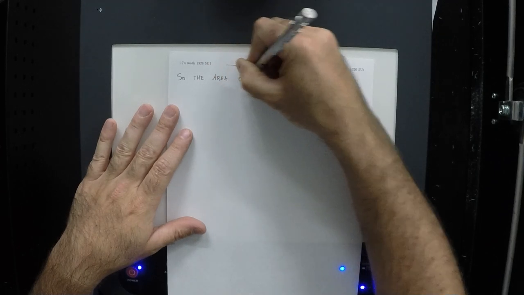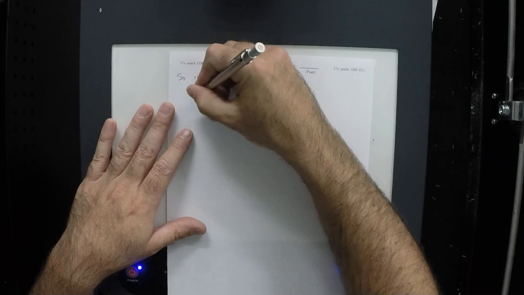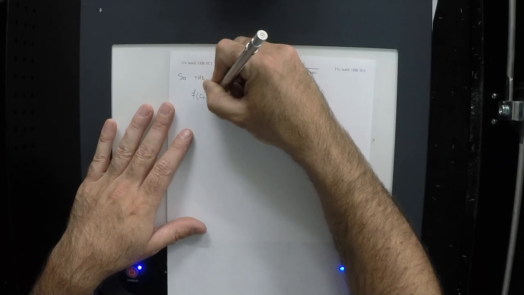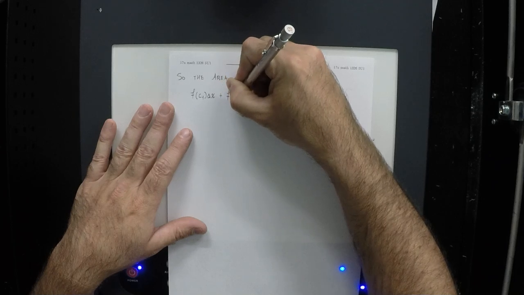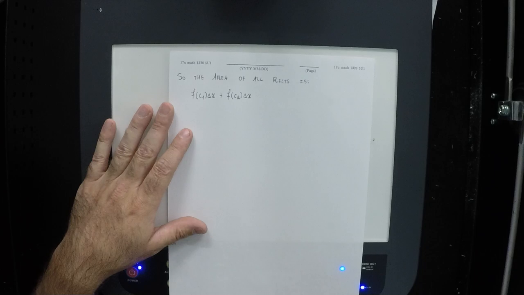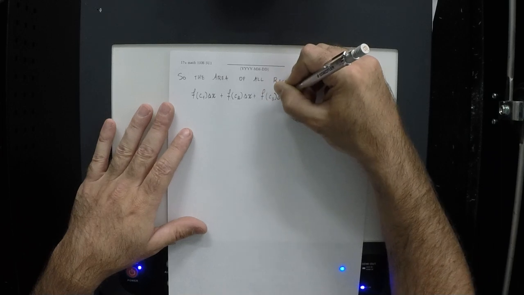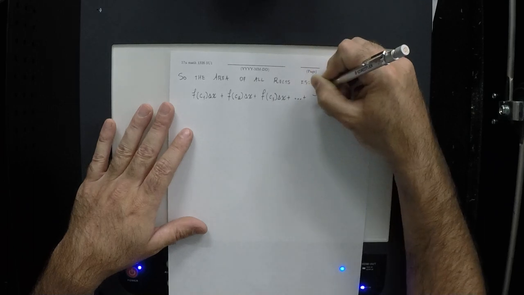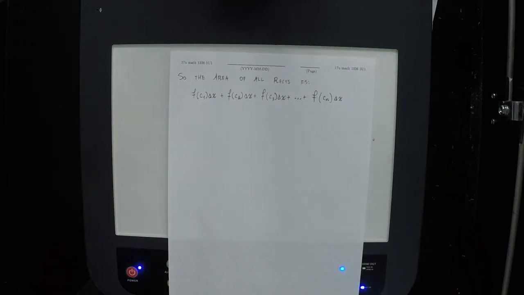So the area of all rectangles is, well, the area of the first one would be f of c1 delta x. That's the area of the first rectangle. Then we'll need to add to it the area of the second rectangle, f of c2 delta x. And then the area of the third rectangle, f of c3 delta x, plus dot dot dot, plus all the way to the last one, f of cn delta x. Isn't that a lot of writing? That's a whole lot of writing. Wouldn't it be great if we had some more compact way to express it?